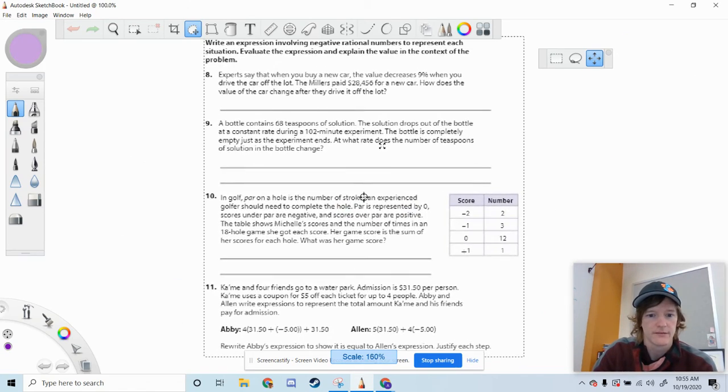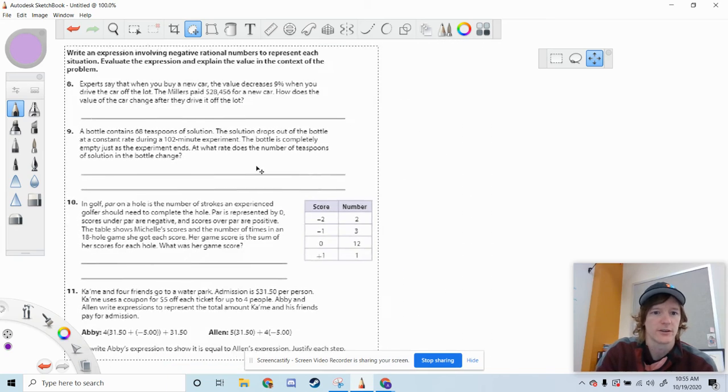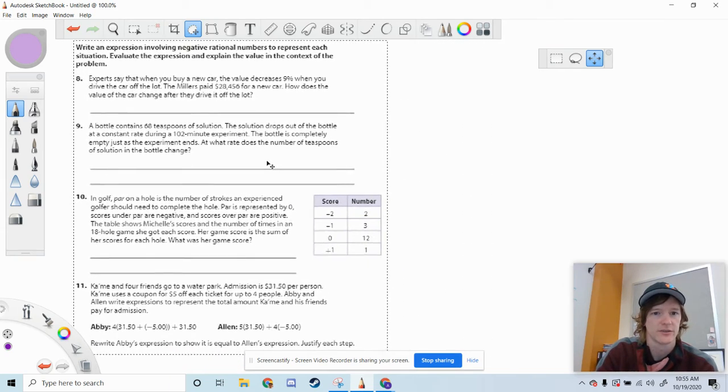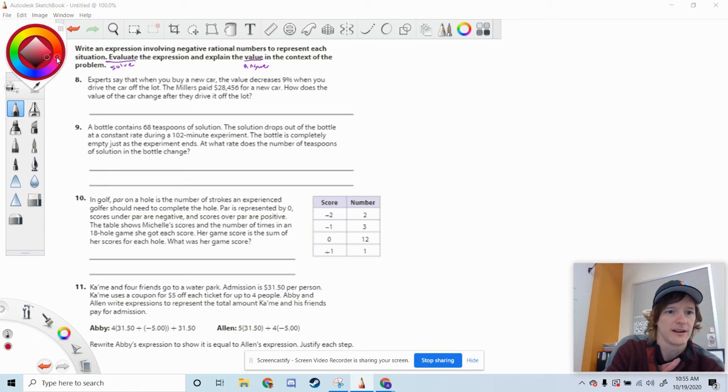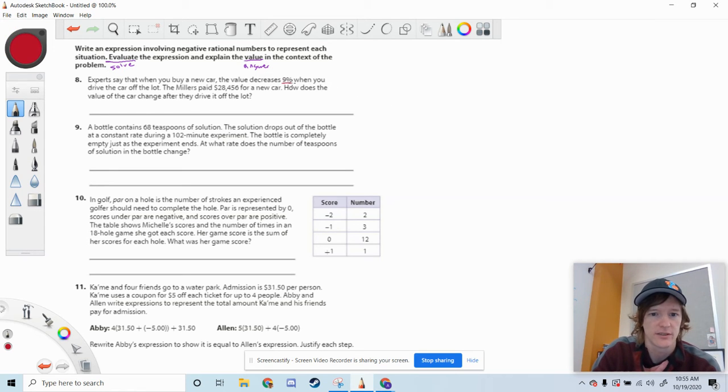All right. For this section, we need to write an expression involving negative rational numbers to represent each situation. And then we need to evaluate or solve the expression and explain the value. The value means the answer. The value in the context of the problems. Number 8, experts say when you buy a new car, the value decreases 9%.